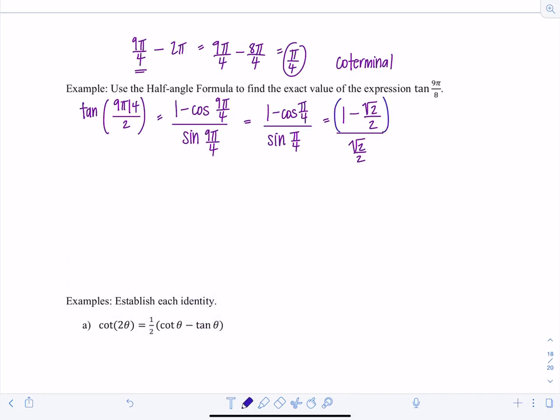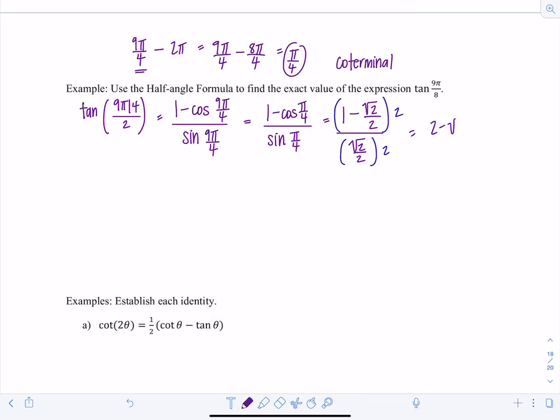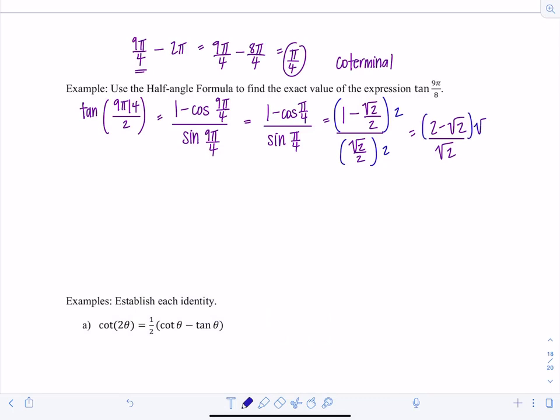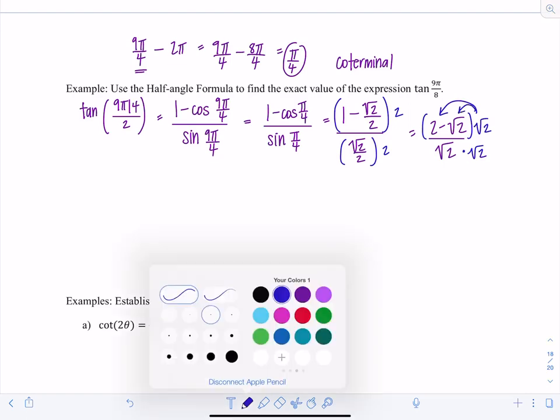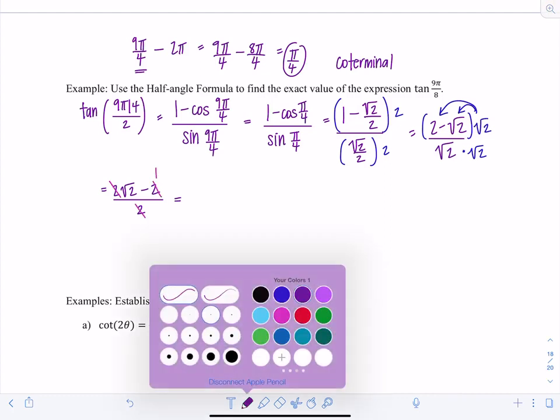So I'm going to multiply everything by the LCD. I'm going to multiply by 2. And I get 2 minus rad 2 over rad 2. Is this okay? No, I can't have a radical in the denominator, so I'm going to multiply by rad 2 so I can rationalize the denominator. And now that's going to distribute up here. So we'll have 2 rad 2 minus rad 2 times rad 2 is 2 over 2. And then I can simplify and basically cancel out that 2 and get rad 2 minus 1.